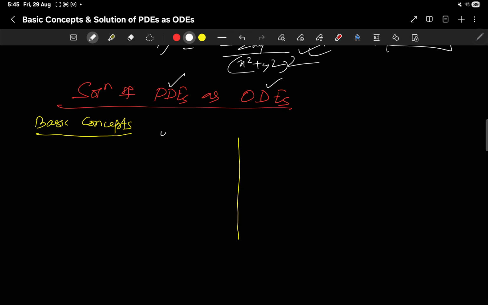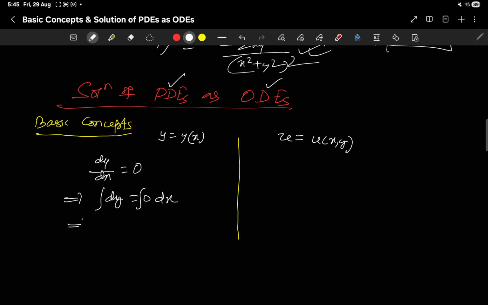In view of ODE, suppose y is y of x, and suppose here I am taking u as u of x, y. So here if dy by dx is equal to 0, then what will happen? That means dy is equal to 0 dx. If we integrate both sides, then what are we getting? y is equal to, purely, a constant. You mark the difference.